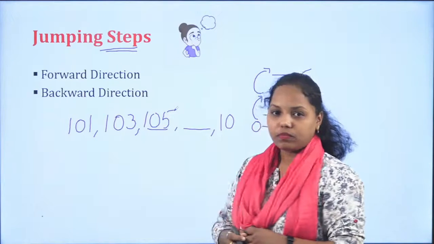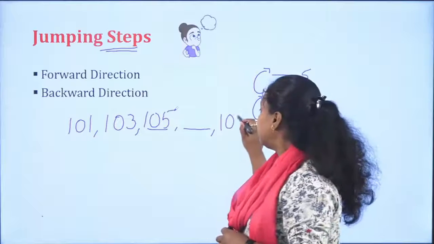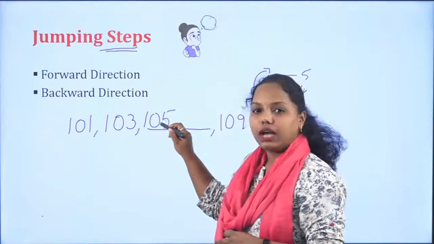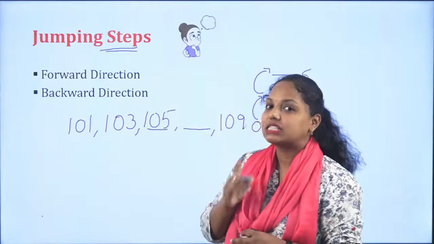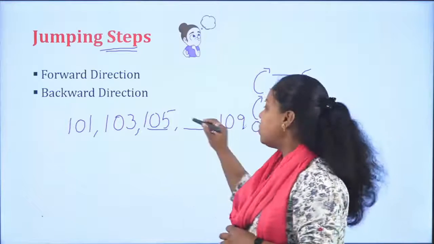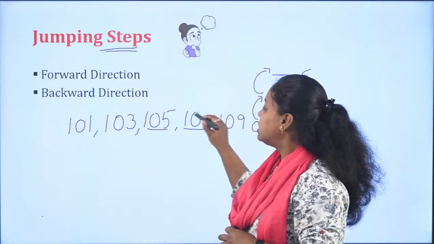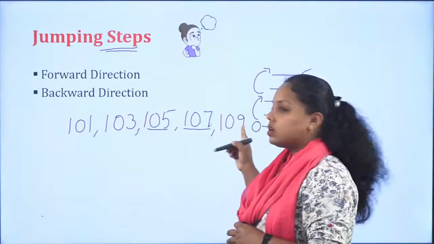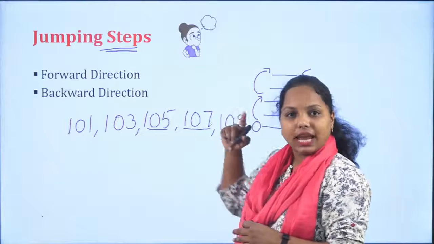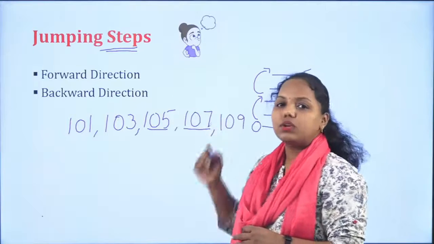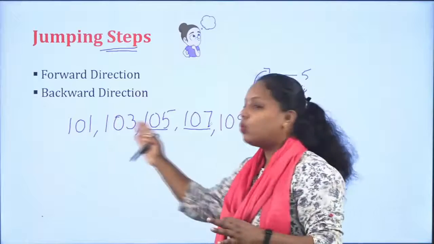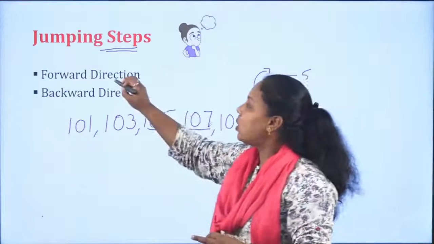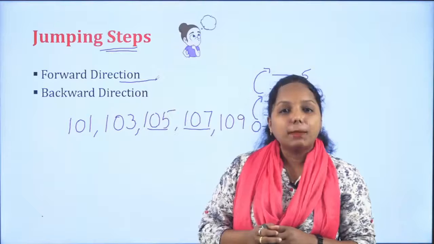105. I hope now it is very clear. Now, 105. What is the next number? Should I need to jump that number? Yes, it is 6 number you have to jump. What is the next number? 107. Is the last number correct? Yes, 8 has been jumped. So, the last number is 109. I hope it is very easy. So, you are moving forward. This is called as forward direction jumping step.